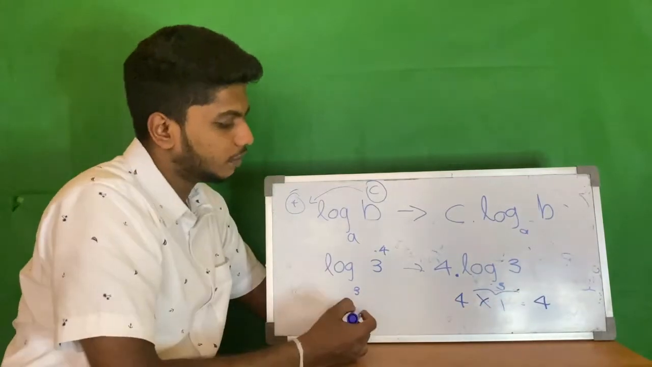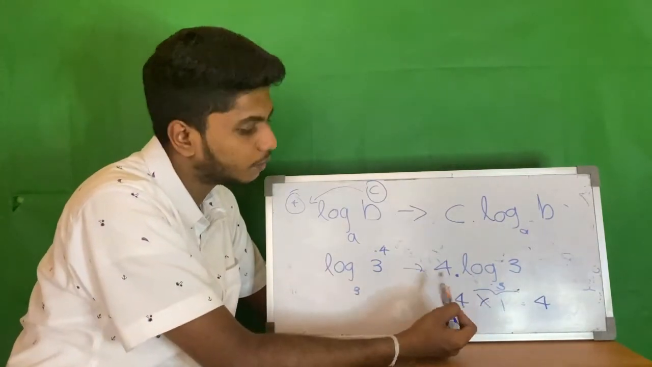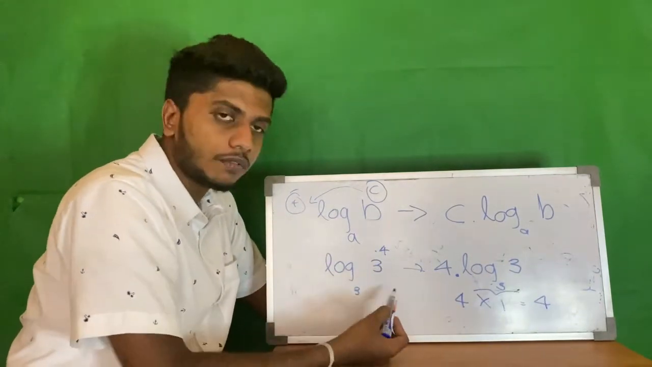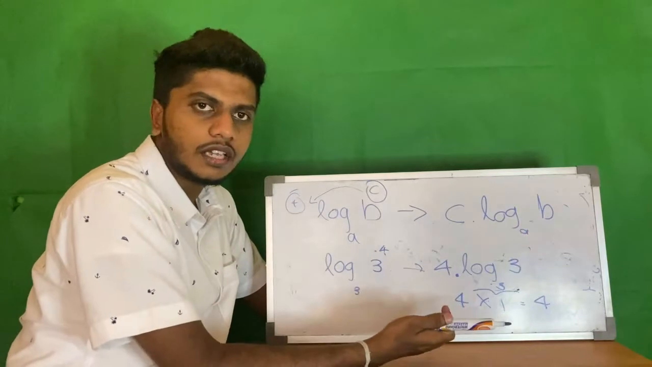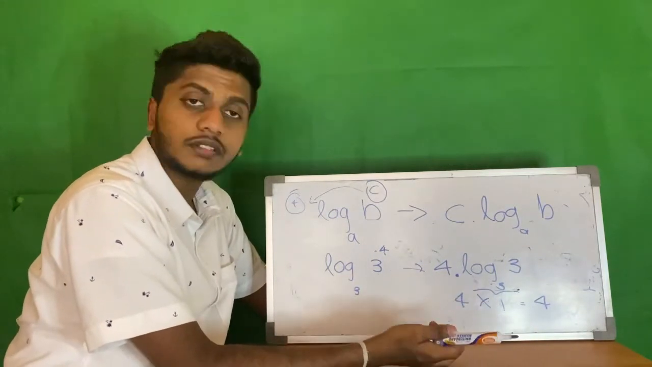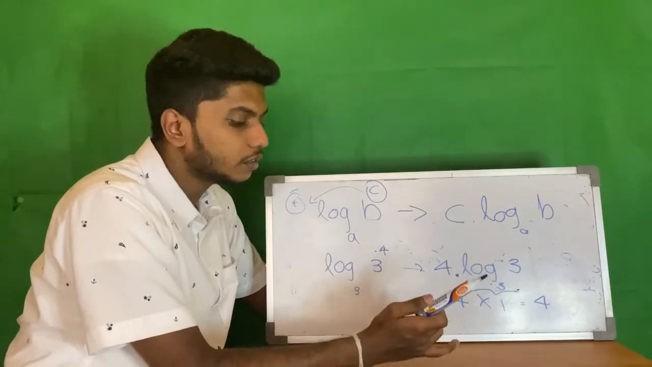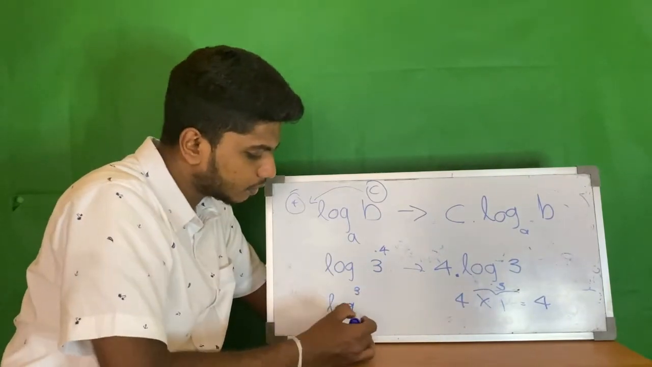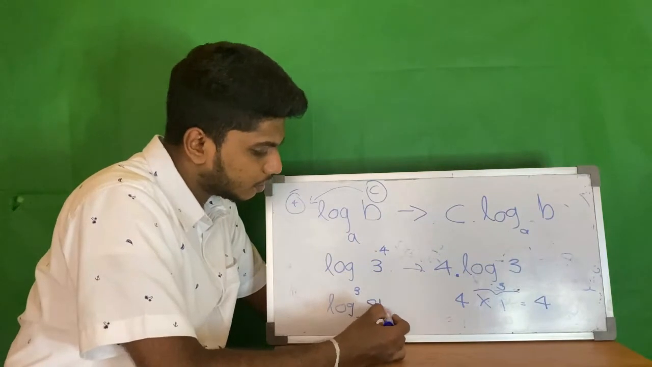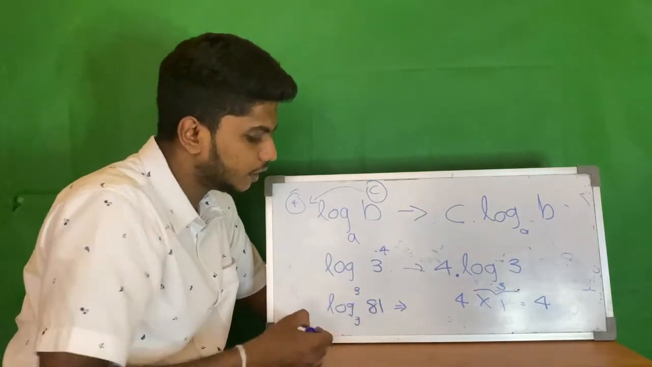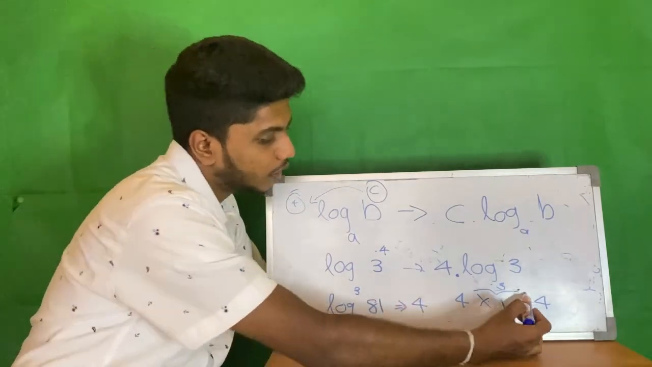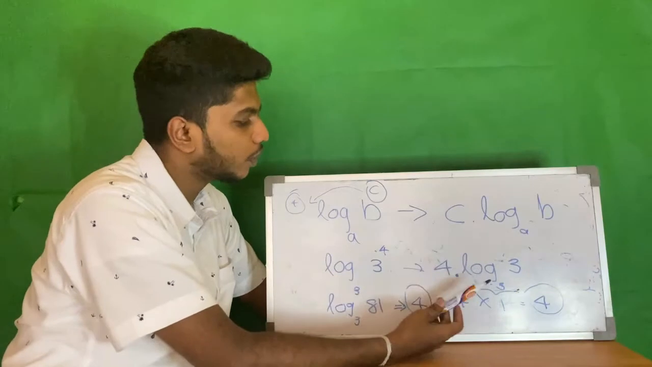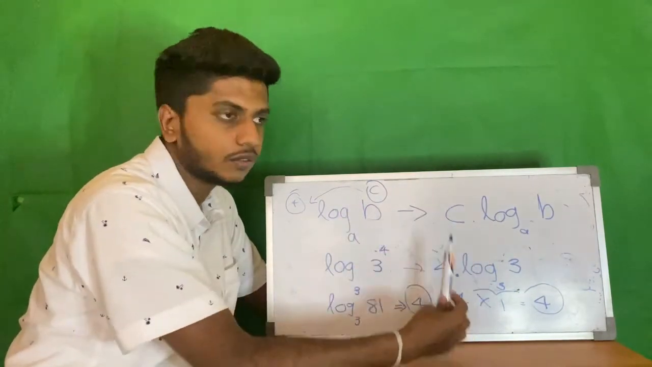Now I'm going to prove this one is correct. If you take 3 to the power 4, 3 times 3 is 9, 9 times 3 is 27, 27 times 3 is 81. So log base 3 of 81, the answer is 4. So here also the answer is 4. So no need to worry about writing this one in terms of this.